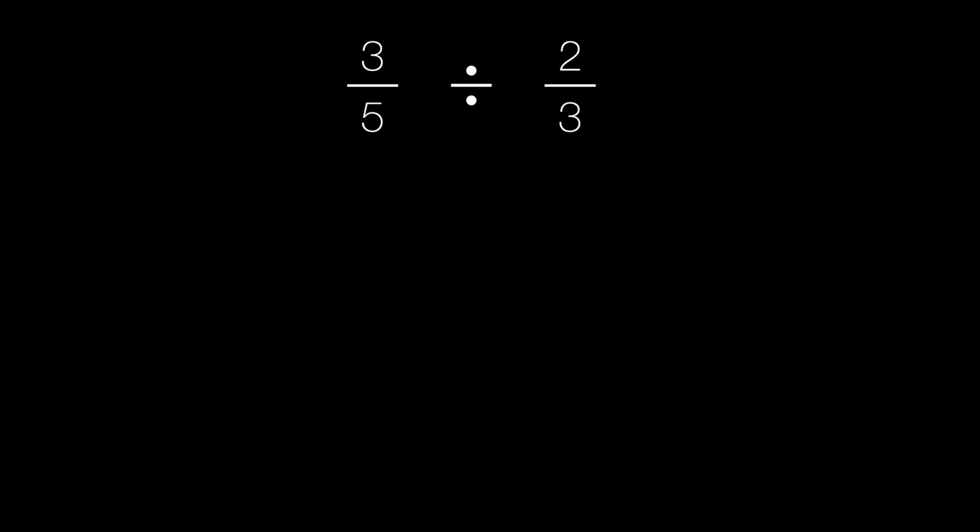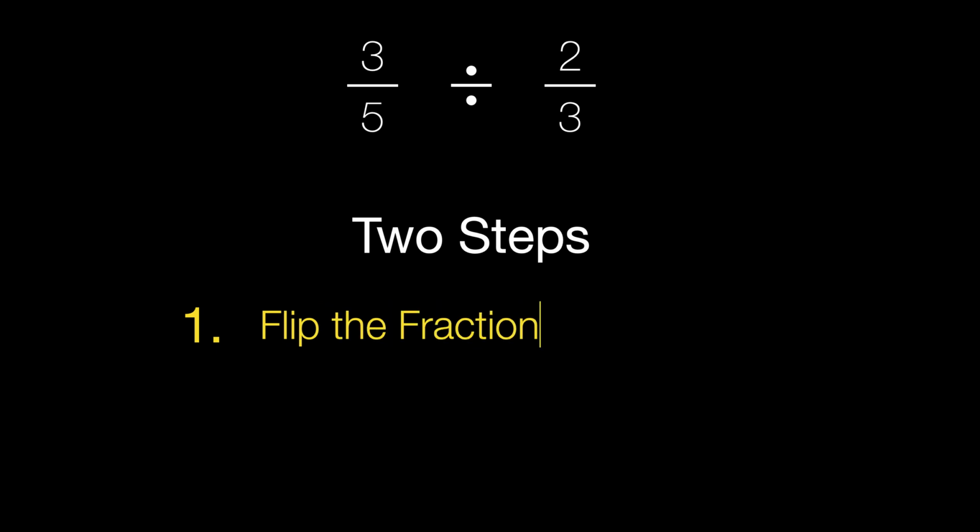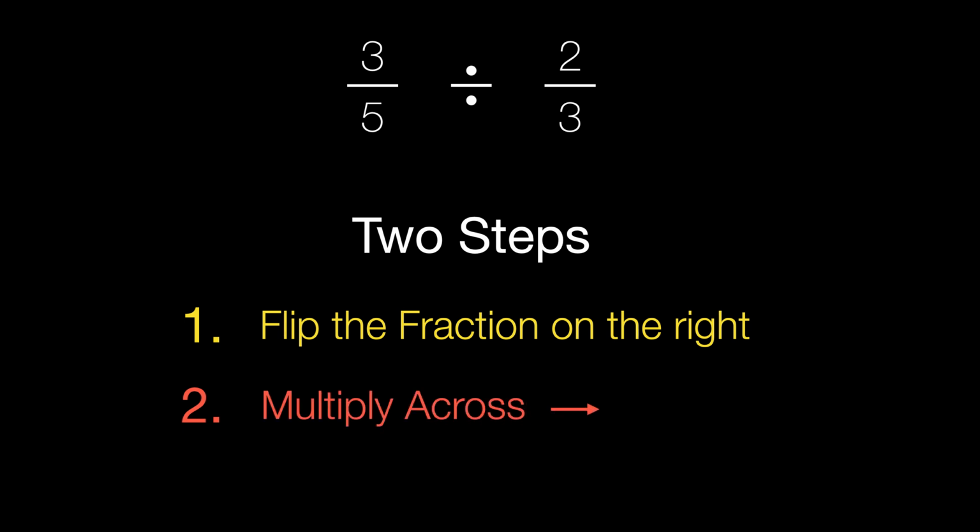And solving problems like these, it's really just two steps. The first step is you're going to flip the fraction on the right. And then the second step is you're going to multiply across the top and bottom. So let's take a look at that in action.